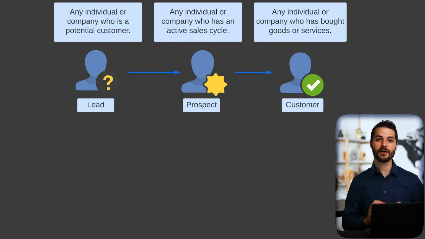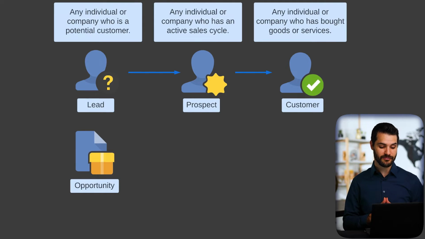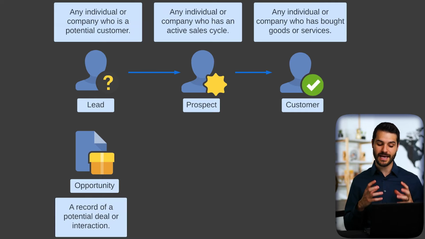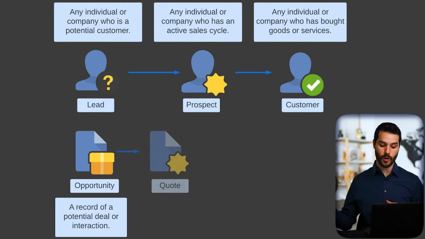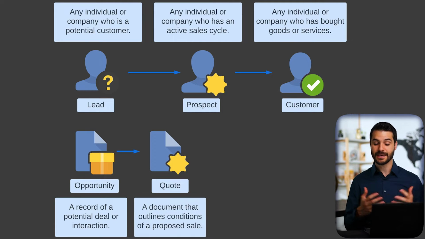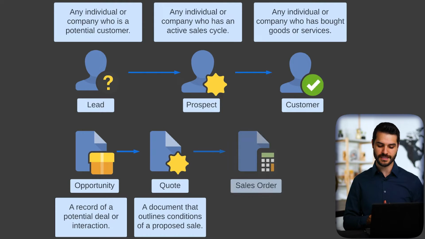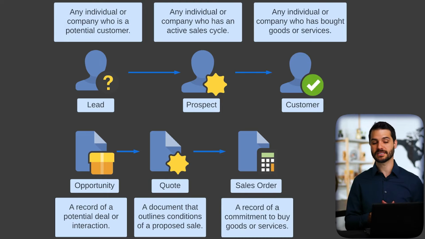And then on the parallel flow, we have the transaction records. So the first one is the opportunity record, which can be defined as a record of a potential deal or interaction. So it's really documenting that sales process. You then have a quote, which is a document that outlines conditions of a proposed sale. And finally, you have the sales order itself, which is a record of a commitment to buy goods or services. So you've got the entity records on top, and then parallel to that is the transaction records.